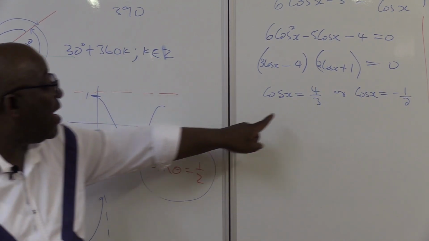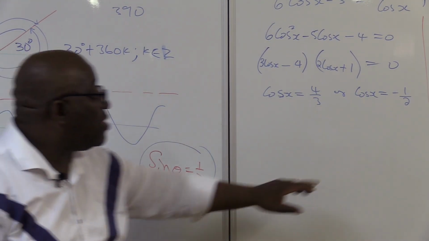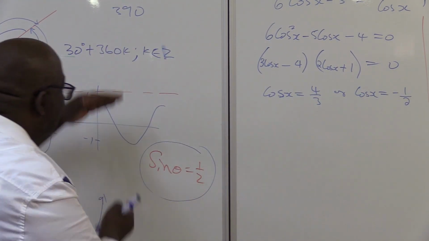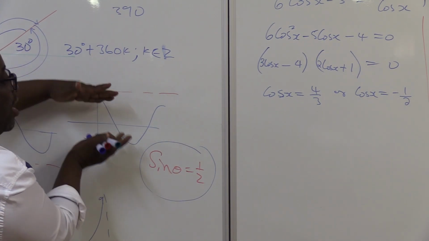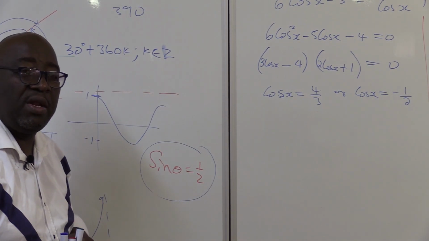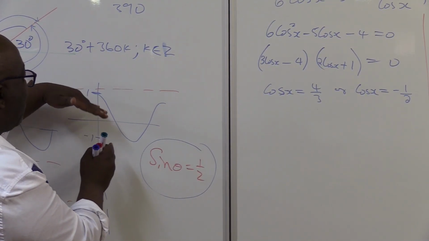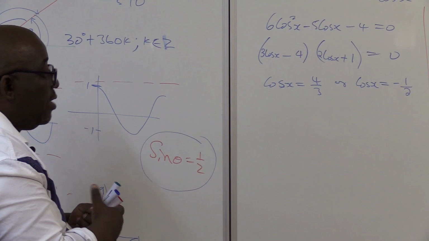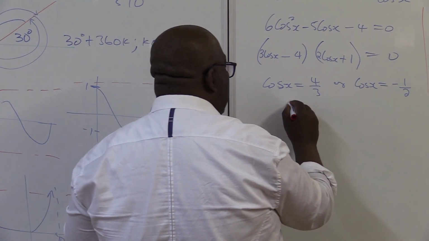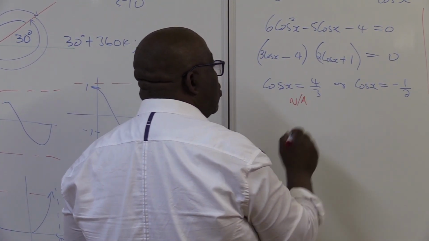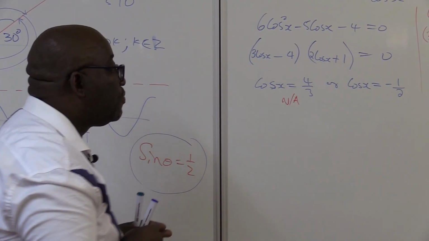If we find any value which is above 1, we reject it. Look at this value, it is half. Yes, it is between 1 and minus 1. So we're going to accept the second one and reject the first one, because we cannot find the solution when it is above 1 or below minus 1. In this particular side, this is not applicable. We are not going to continue with this one, but we'll continue with that one.